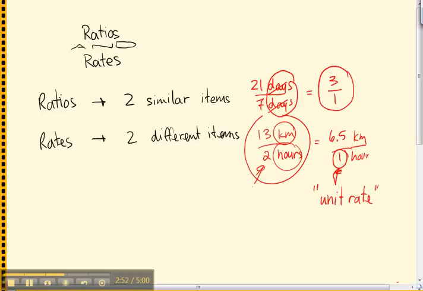That's just normal. But when the bottom unit is 1, like 6.5 kilometers per hour, $4 per hour, number of boys per girl, I don't know, I'm just making stuff up. You get the idea. When it's per 1 something, that's called a unit rate.